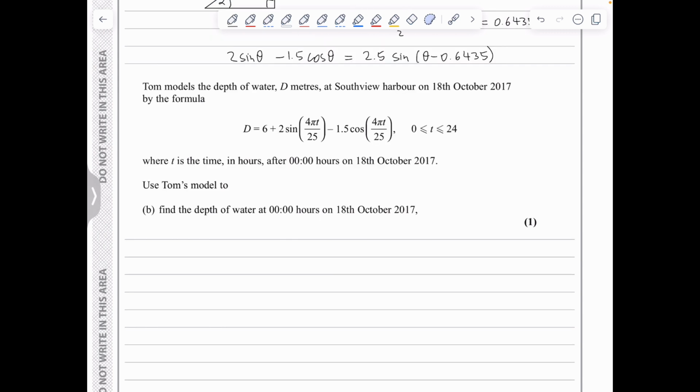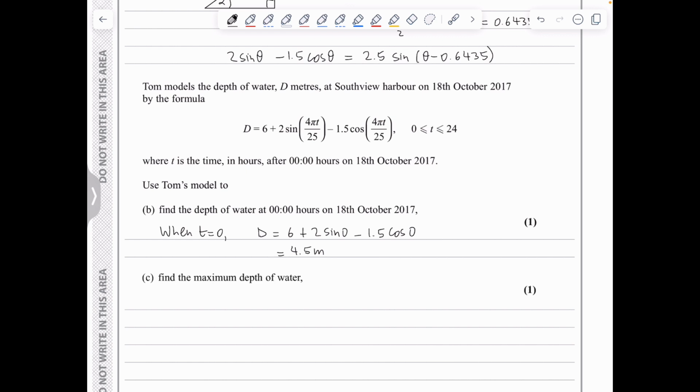Now, Tom models the depth of water d meters at the harbor on the 18th of October of 2017 by this formula, and we need to find the depth of water at the beginning of the 18th of October. So we've got that t is 0, so when t is 0, I will substitute in the given formula. So it's 6 plus 2 sine of 0 minus 1.5 cos of 0, which gives an answer of 4.5 meters. Remember, you need to provide units because this is a modeling question.